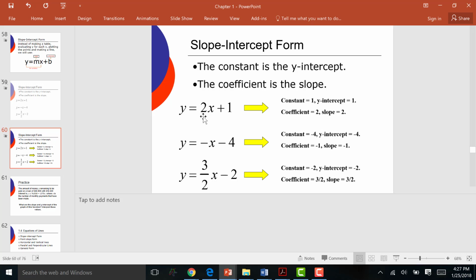Step 1, plot the y-intercept first. What's the y-intercept again? 1. So where do I put that point? On the y-axis. Okay, so 1, 2, 3, 4, 5, and I'm going to put a 1. Plot it on the y-axis. So step 1, plot the y-intercept on the y-axis first.